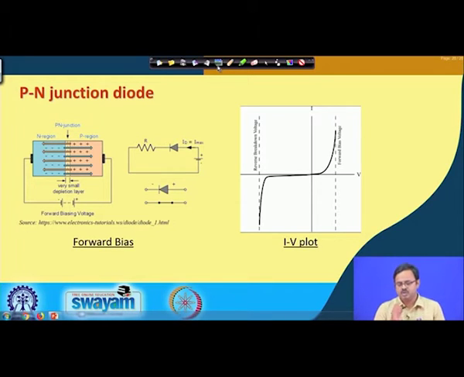So, therefore, we have now discussed what is forward bias. This is known as forward bias, and we also discussed what is reverse bias in the previous slide. So now, as I keep on increasing the voltage, whether it is forward or reverse, what will happen if I measure the current across this PN junction?